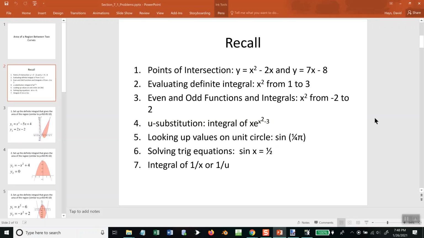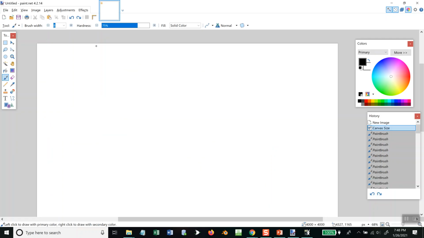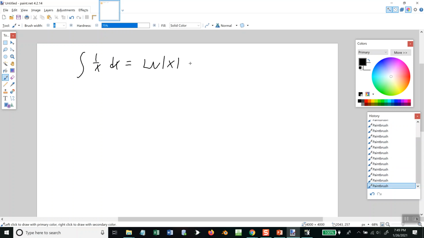Okay, last recall is the integral of 1 over x, or 1 over u. What is that equal to? Yeah. And what else?